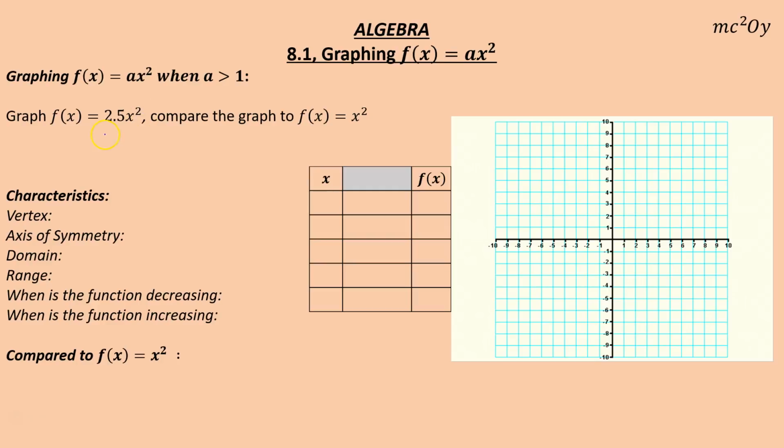Now a is greater than 1, so we have 2.5x squared. So once again, I'm going to go ahead and take my parent function and put it on here. Remember, that's just the 1, 1, the 2, 4, and the 3, 9. Okay, and its reflections. And so I've dealt with that. I'm now going to graph the 2.5x squared. So my rule, 2.5x squared, which means I have 2.5 and I have a squared on all of these.